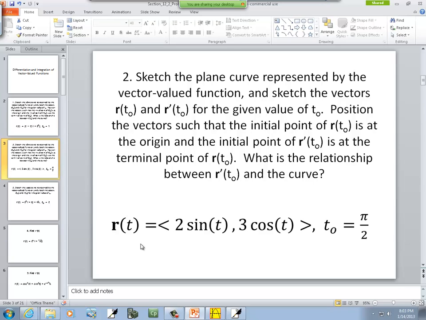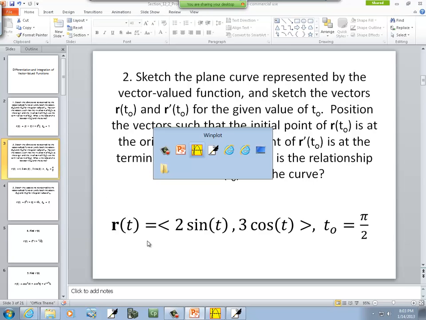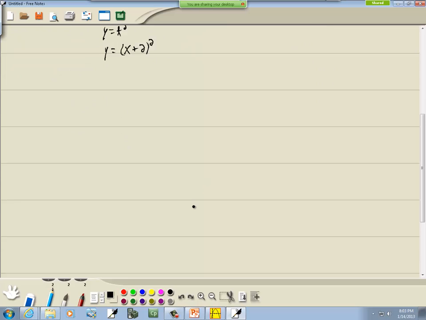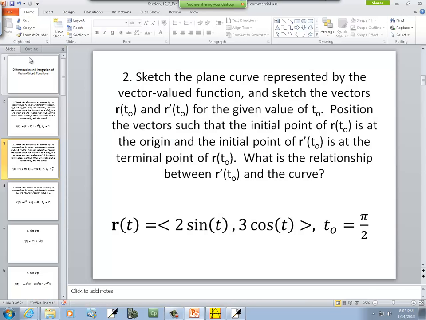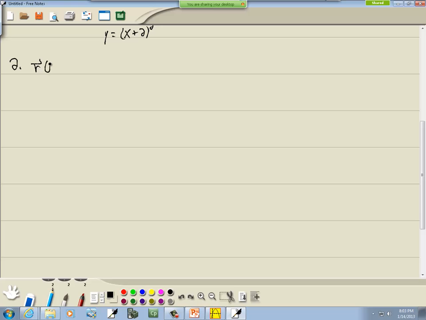Okay, let's look at another one. Let's look at number 2. Okay, so r of t is equal to 2 sine t, 3 cosine t, and t naught is equal to pi over 2.